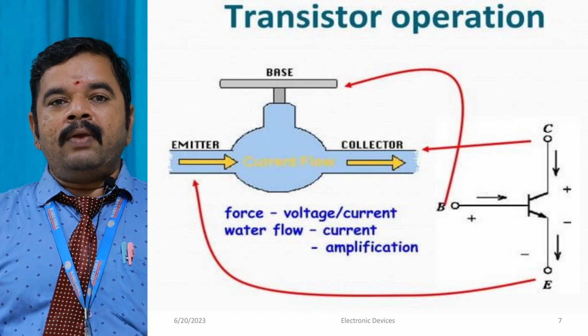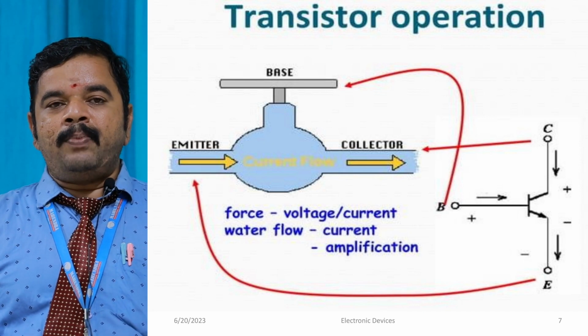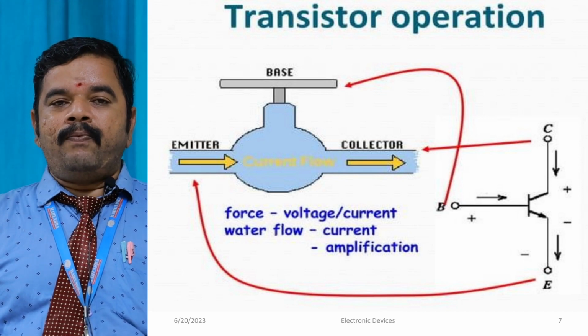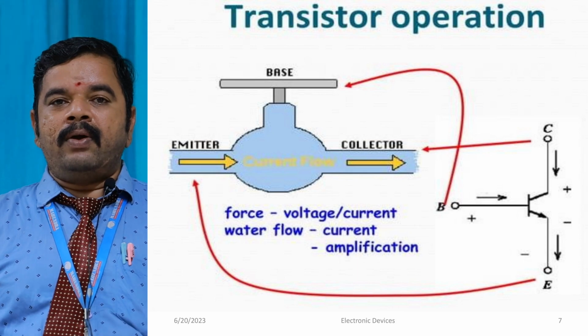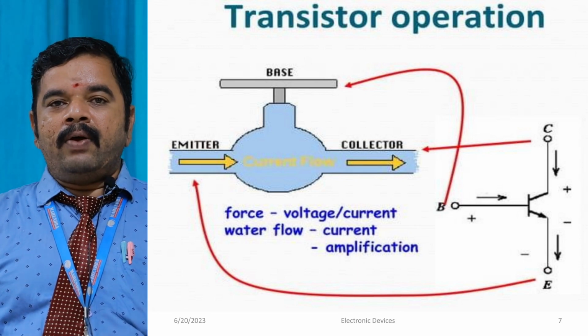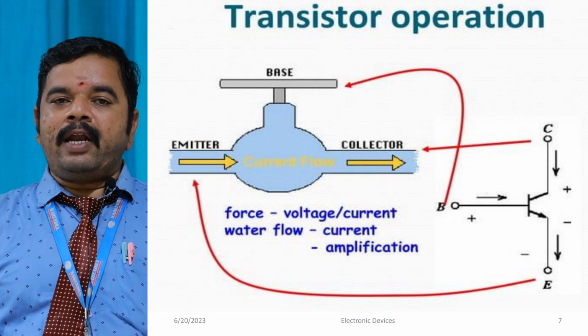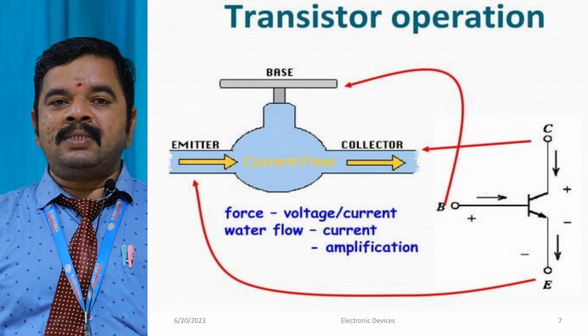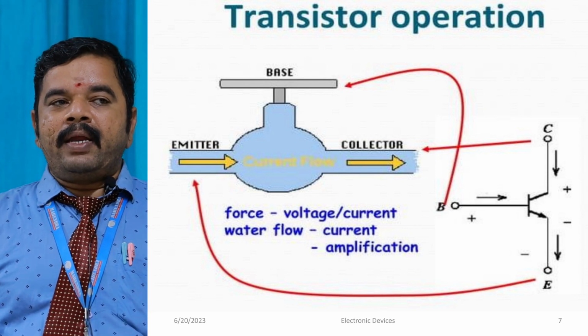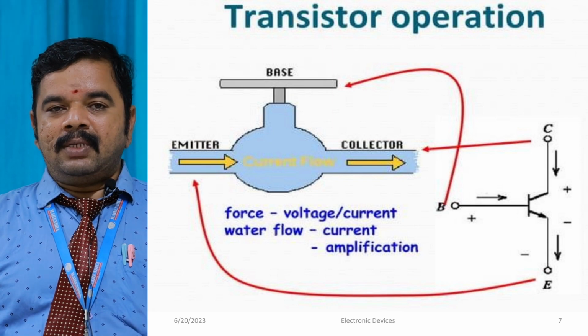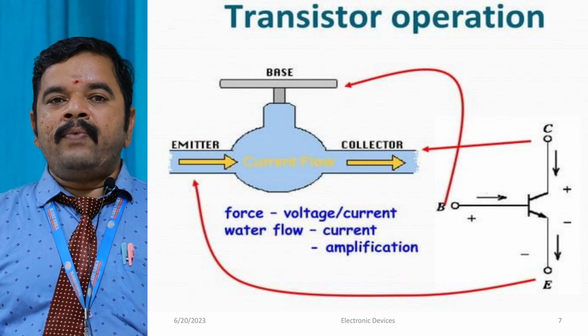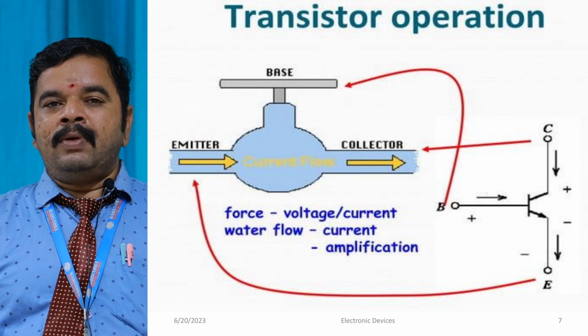At the emitter we have to give the force. That means at the input side we are giving some force. The force we give is voltage or current. And what we get as the output, that water flow, we consider to be the current, and the outlet we are getting as output we consider to be the collector. The output we are getting from the outlet we consider to be the amplification.